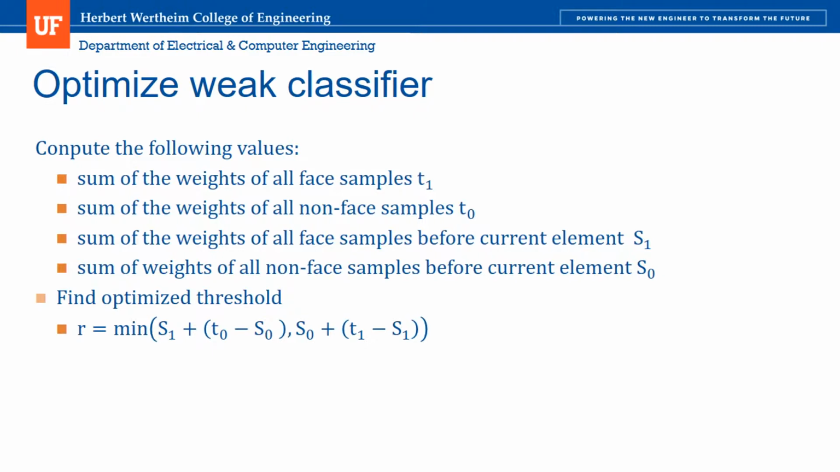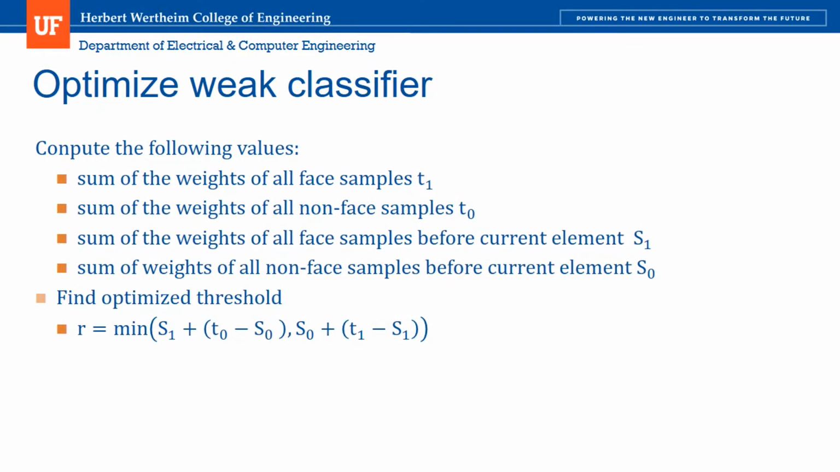The first step is to optimize the weak classifiers we just got. Scan the pre-ordered eigenvalues and calculate the following 4 values for each element in the ordered table. First, sum of the weights of all face samples, T1. Second, sum of the weights of all non-face samples, T0. Third, sum of the weights of all face samples before current element, S1. And fourth, sum of the weights of all non-face samples before current element, S0.